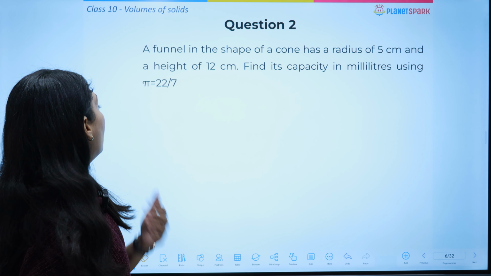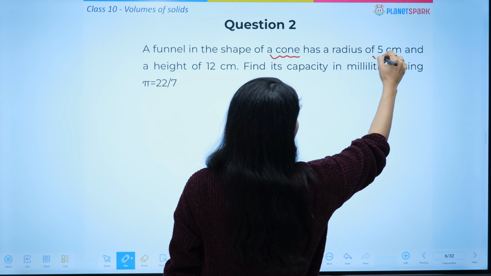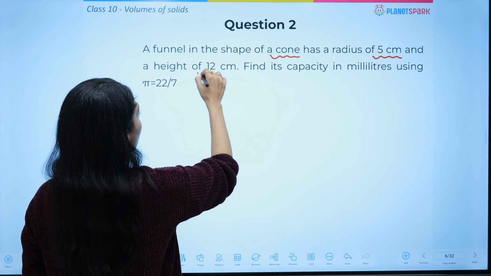Next question. A funnel in the shape of a cone has a radius of 5 centimeter and a height of 12 centimeter.